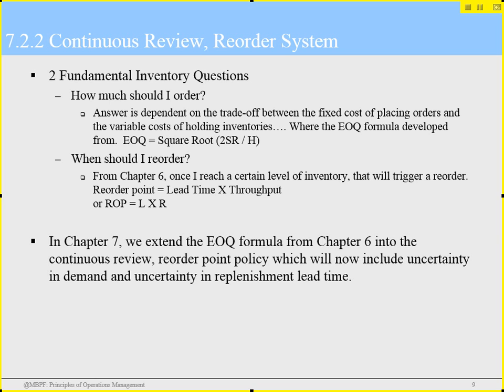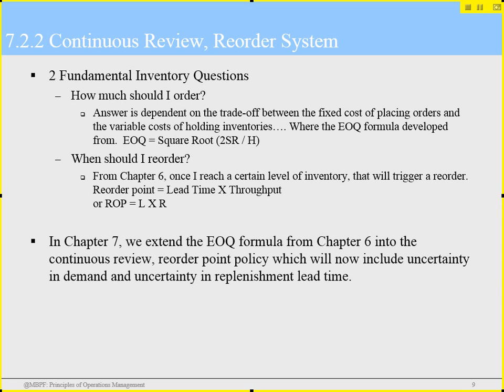So the two questions we ask are, how much should I order? And the answer is dependent on the trade-off between the fixed cost of placing the order and the variable cost of holding inventories. Verbally, that's what we're describing with the economic order quantity. Because at the economic order quantity, we're saying that we're setting the ordering costs equal to the carrying costs. The ordering costs are the fixed costs, and the carrying costs are the variable costs. And we're setting those equal to each other to figure out where the optimal place to order is.